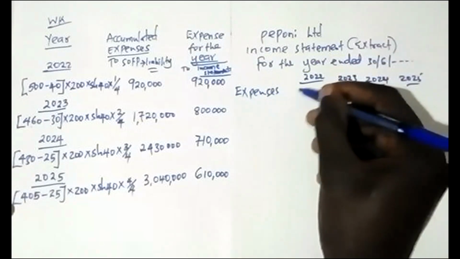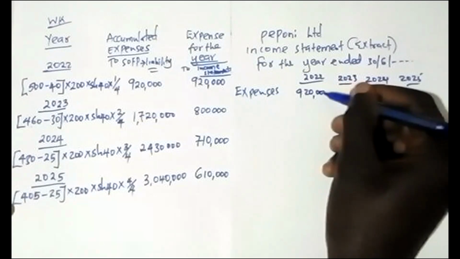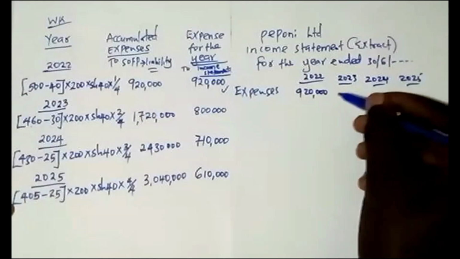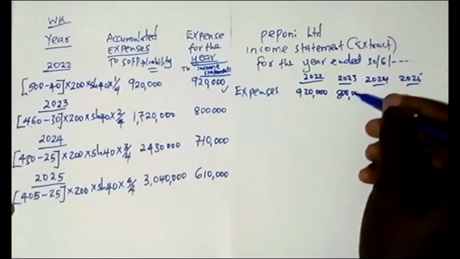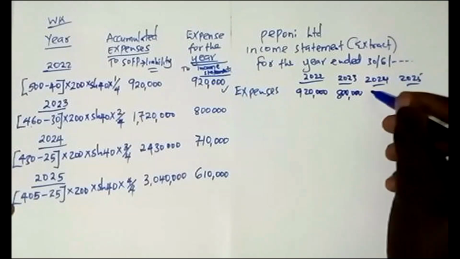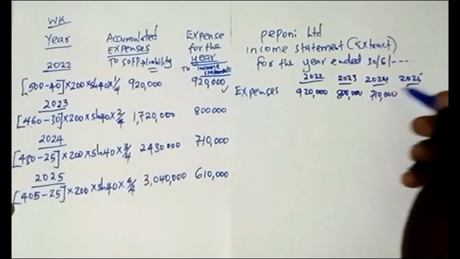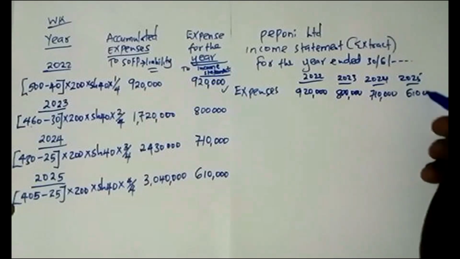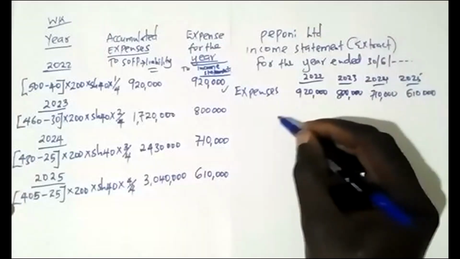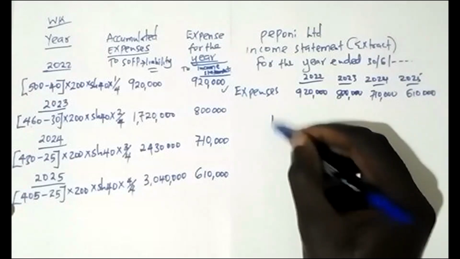For the income statement, we record the expenses. The expenses we have is 920,000. We have 800,000 for the second year, we have 710,000, and we have 610,000. So that is all about the income statement.